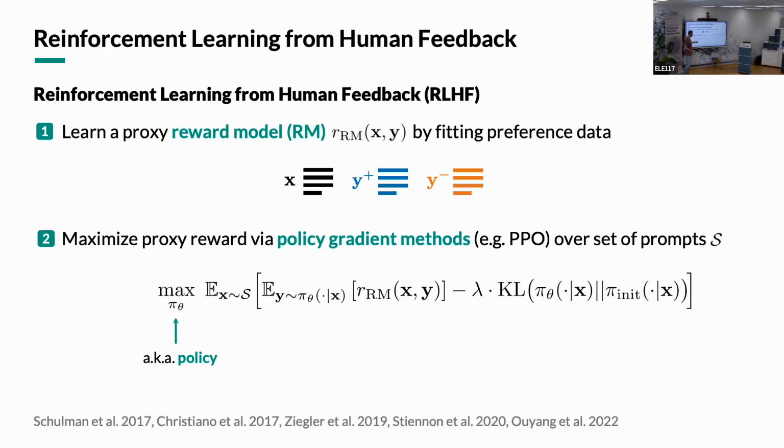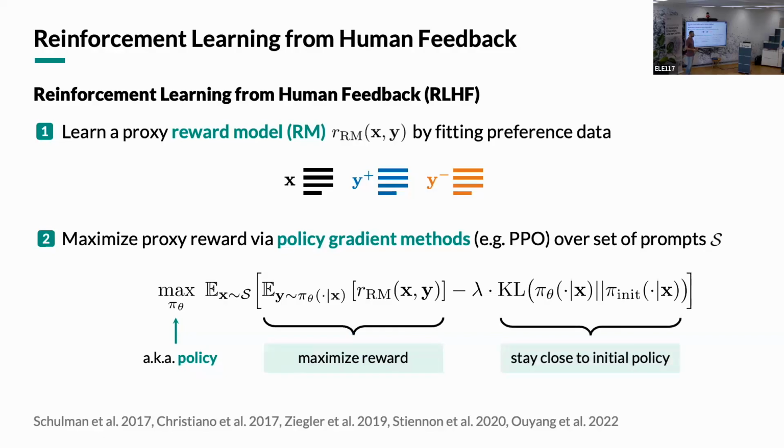And in this objective, you have an average over your training set of prompts of two terms. The first is we want to maximize the proxy reward, where if our reward model is any good, this should intuitively also increase the ground truth reward that we care about. The second term is a KL regularization with respect to our initial policy.